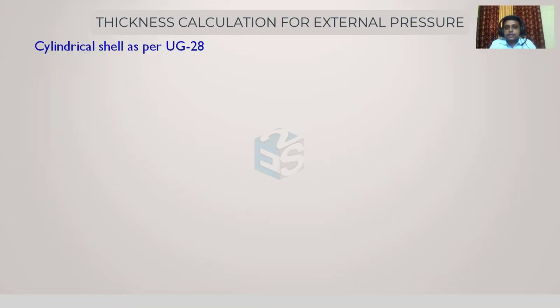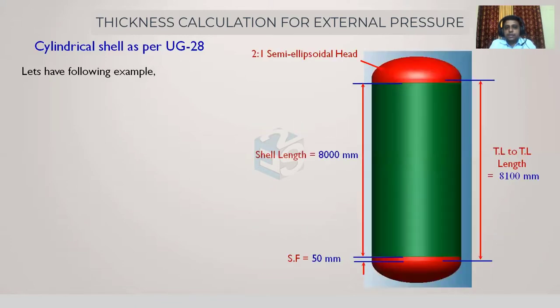That is a cylindrical shell. The procedure is given in UG 28. So whenever we are dealing with external pressure design for cylinders, we have to go to UG 28. And if we are dealing with the internal pressure calculation, we have to go to UG 27. So let's have the example. Let's say this is the geometry that we are going to analyze under the action of external pressure.